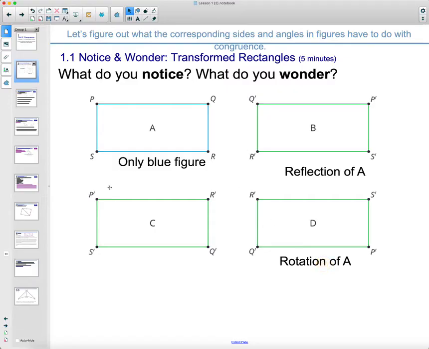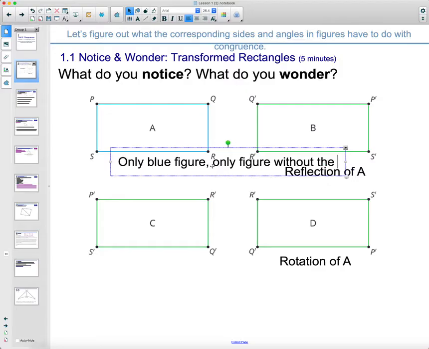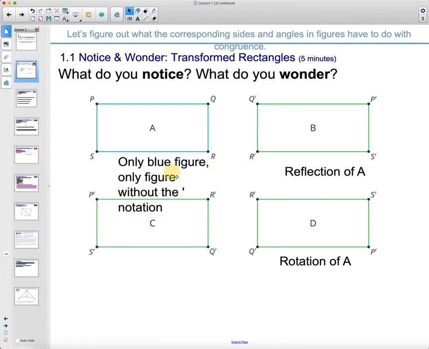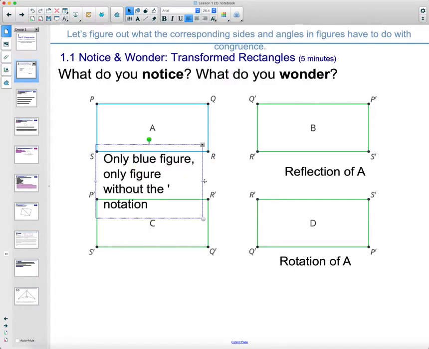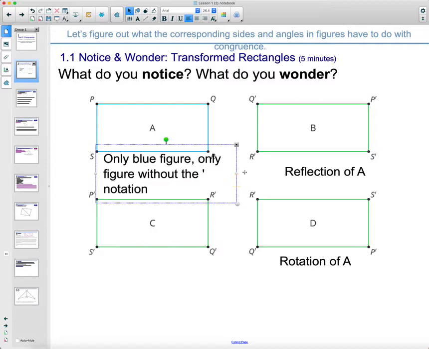Maybe you noticed that the blue one was the only one with the letters and not the prime notation. So then maybe you noticed the other ones had prime notation. Maybe you noticed that the order was flipped of the letters here.